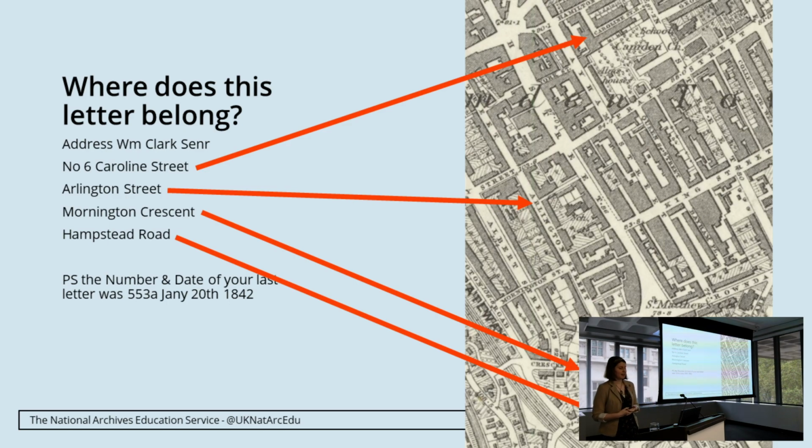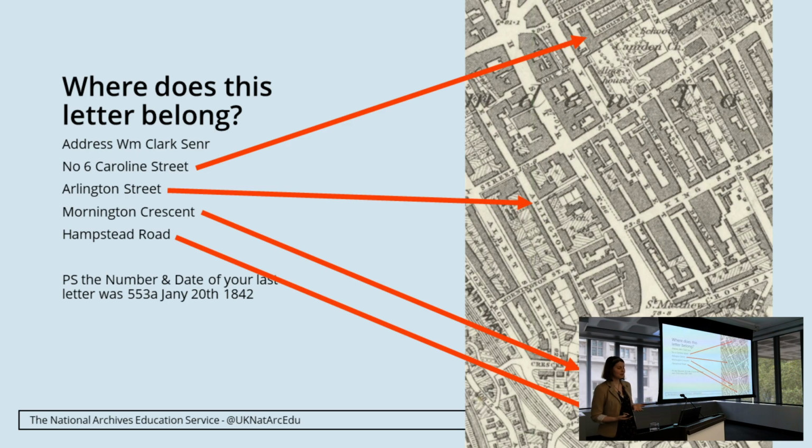Though most letters provided a fairly clear address, thanks to the letter writing custom and also the writer's desire for an actual reply with aid, not every letter was easily located. For example, where does this letter belong? William Clark Sr. writes from number 6 Caroline Street, which is here, Arlington Street, which is here, Mornington Crescent, which is here, and Hampstead Road, which is here.